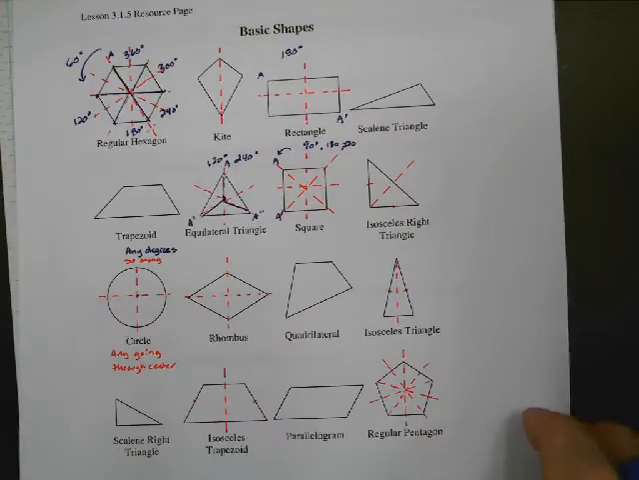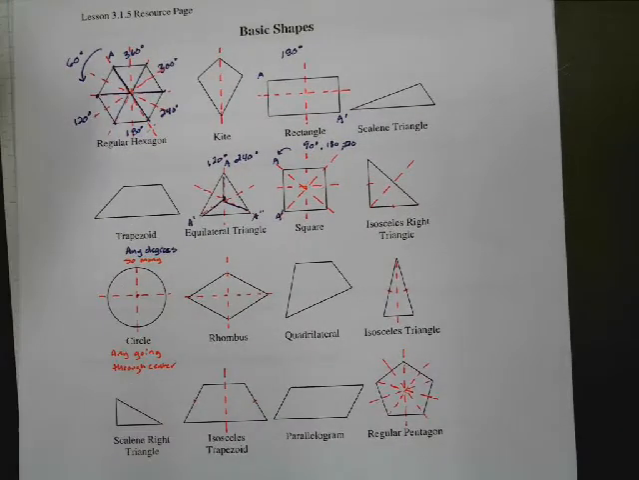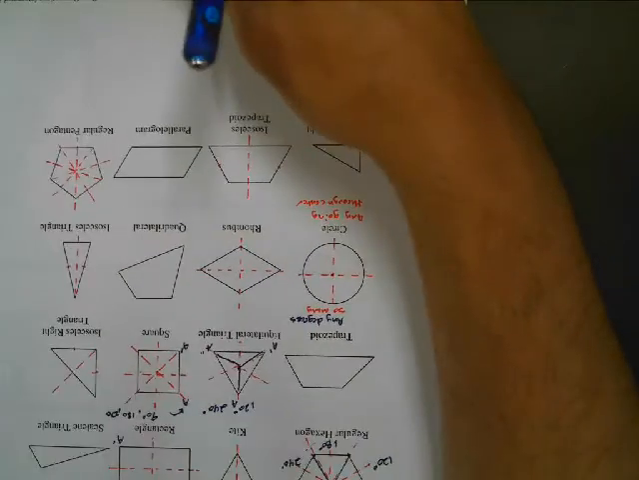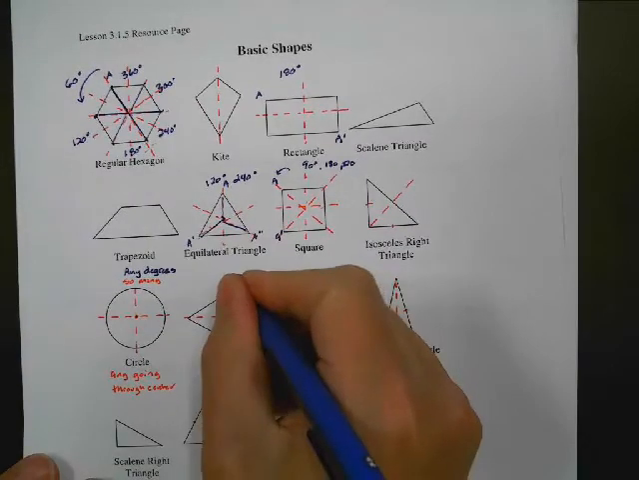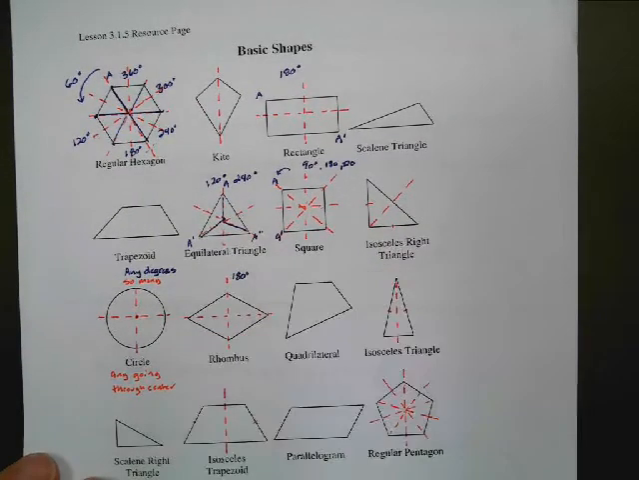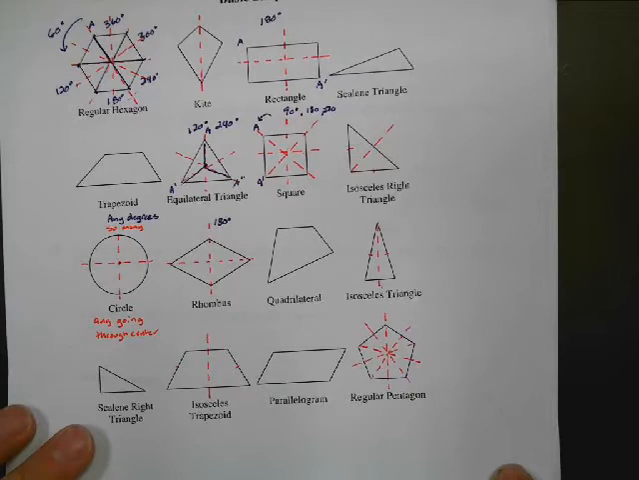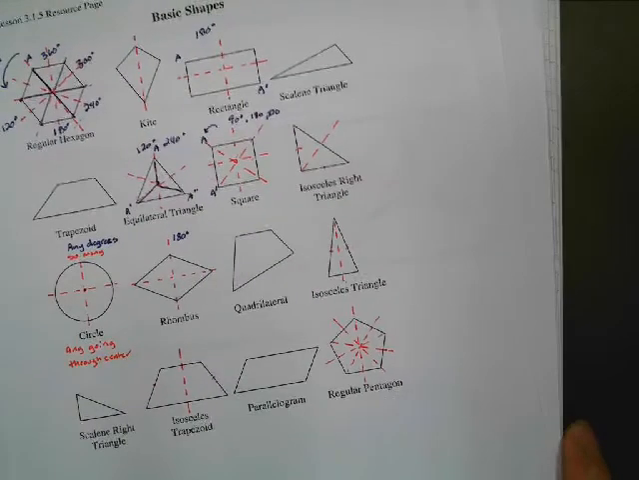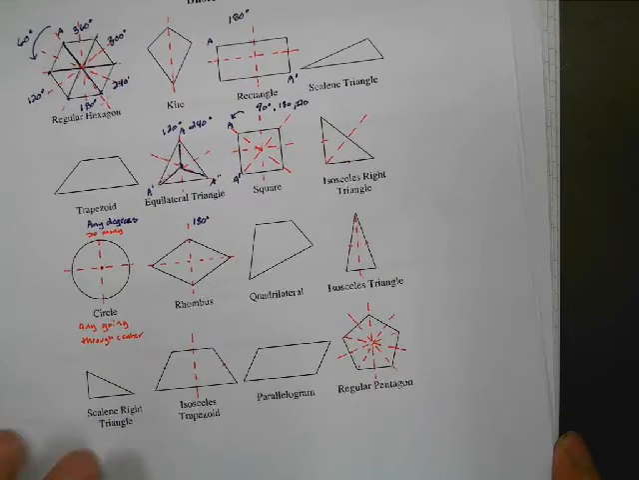A rhombus. If I spin a rhombus, let's see if I spin it 90 degrees. Does that work? No, that's not the same shape. But if I spin it 180 degrees, yes, that is the same shape. So a rhombus, we could rotate it 180 degrees and it'd be the same shape. Isosceles triangle. 90? Nope. 180? Nope. Okay, it doesn't look like that one works.